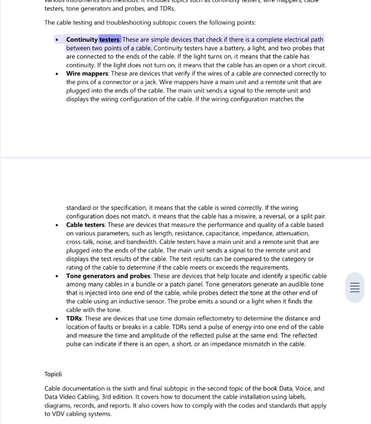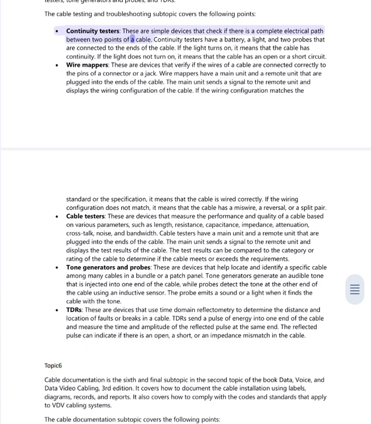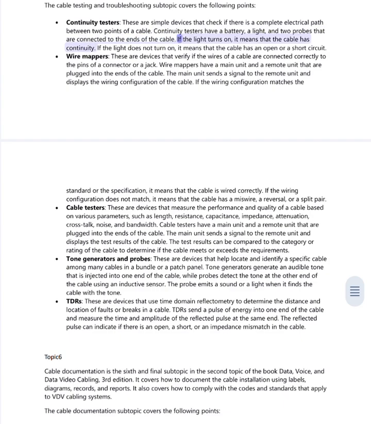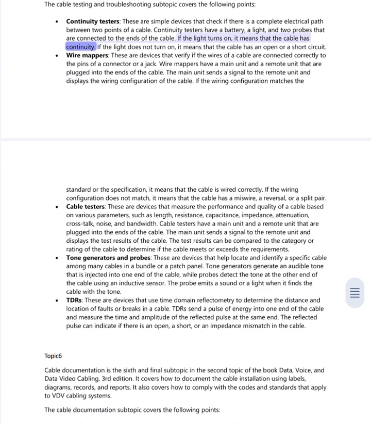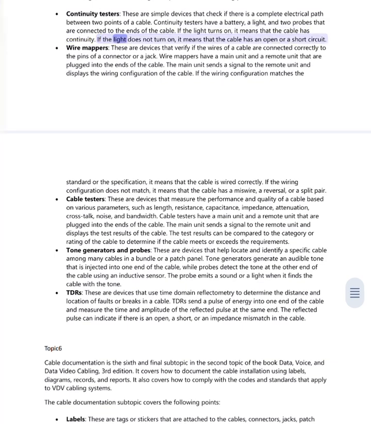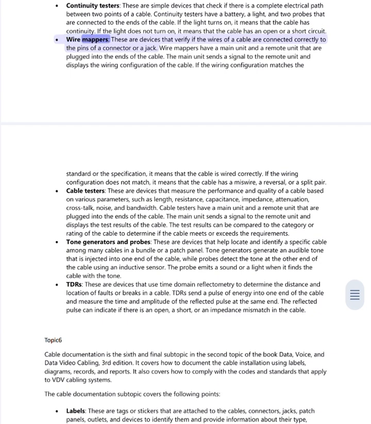Continuity testers. These are simple devices that check if there is a complete electrical path between 2 points of a cable. Continuity testers have a battery, a light, and 2 probes that are connected to the ends of the cable. If the light turns on, it means that the cable has continuity. If the light does not turn on, it means that the cable has an open or a short circuit. Wire mappers.